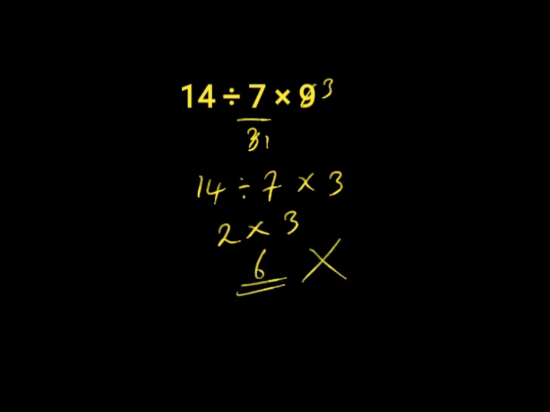6 is the wrong answer to this question because according to the order of operations, division and multiplication have equal priority. So we are to work from our left to our right, which is we are going to work with the one who is at the left hand side. Let us solve the right answer to this question.